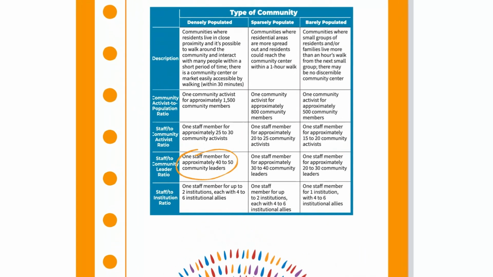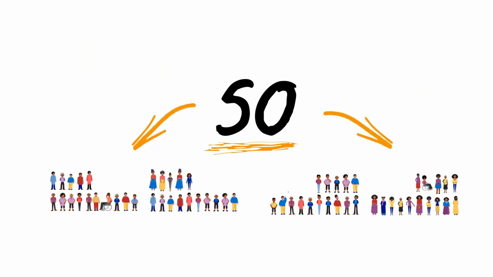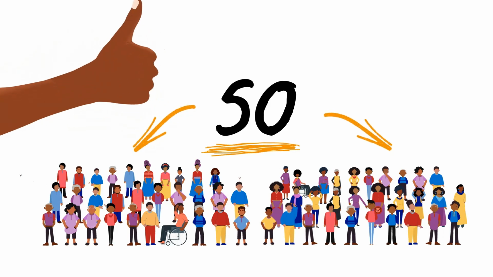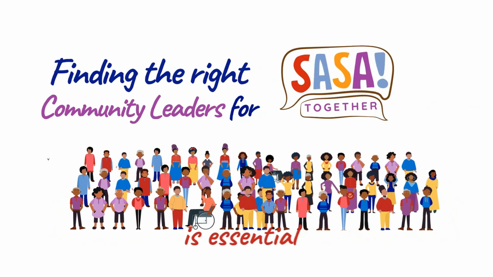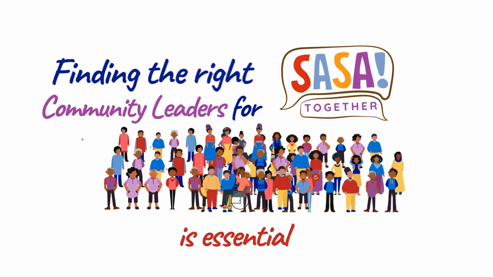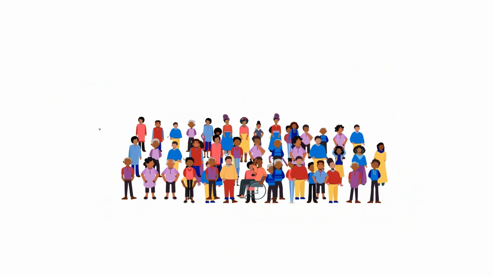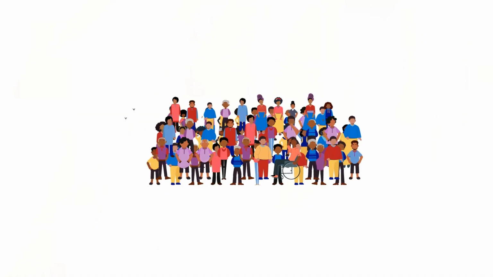Grace looks at the next row in the capacity grid about community leaders. Looking at the capacity grid, Grace sees that there can be 40 to 50 leaders per community. With a large community like hers, she will choose 50 and will write in another staff member to support them. She remembers reading that finding the right community leaders for SOSE Together is essential. So they will have to go through the process to find the right leaders for the role. Since leaders will not be engaging quite as intensively as community activists, 1 staff member can support all 50 leaders.